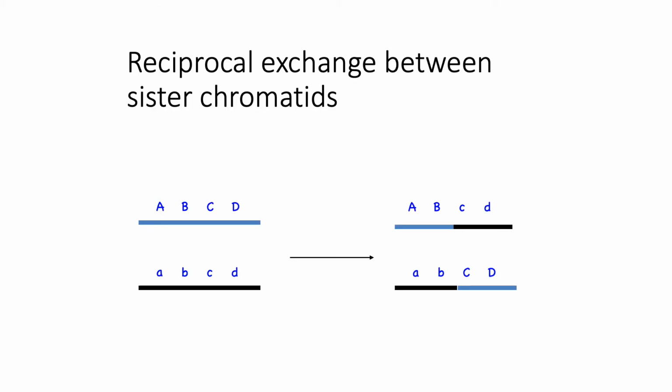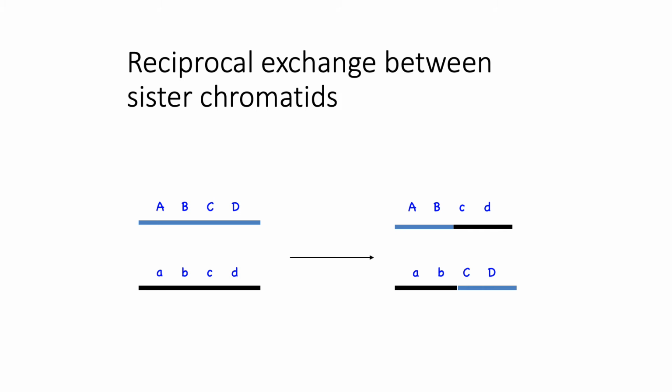Now again, a simple reciprocal exchange between sister chromatids is going to result in exchanging part of, in this diagram, the blue chromosome with the black chromosome, but everybody still gets some of each. So even though the top chromosome is now half blue, half black, it still has all four of the segments shown here, A, B, C, and D, and the same with the bottom chromosome.